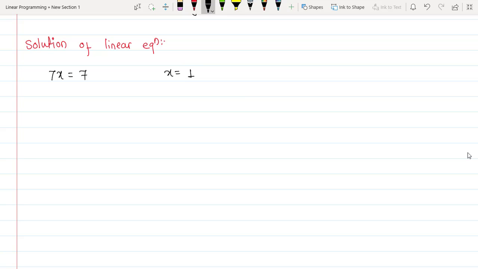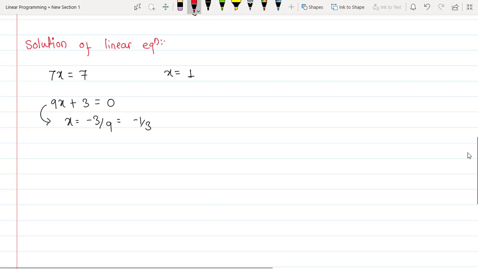Okay, now tell me, if I write 9x plus 3 equals 0, what will be the solution of this linear equation? So how do we solve for x? x is nothing but minus 3 by 9, which equals minus 1 by 3. So if I substitute this value of x in this equation, then this equation will get satisfied. Then this becomes the solution of the given linear equation. ये इसका रहेगा और ये इसका रहेगा.